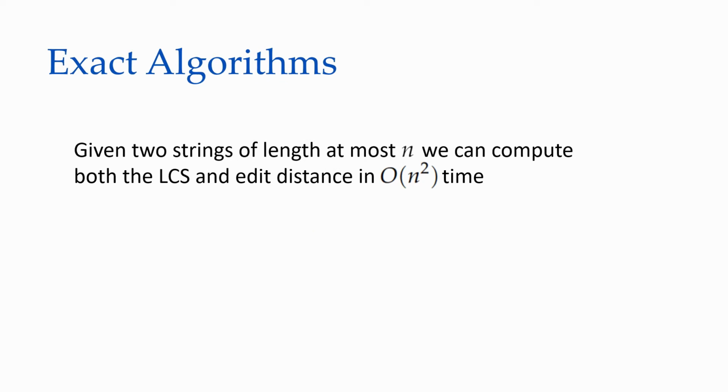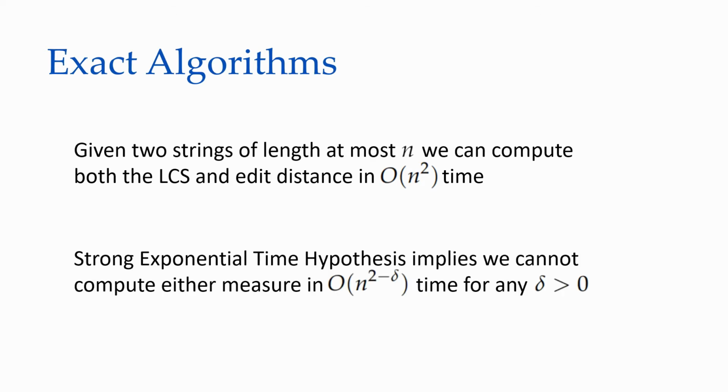Now that we have those definitions out of the way, we can go ahead and talk more concretely about these problems. Using a classic dynamic programming approach, we can compute the LCS and edit distance of two length n strings in order n squared time, so quadratic time. It turns out that assuming the strong exponential time hypothesis, which is a popular conjecture in the field of fine-grained complexity, this is essentially the best we can do, in the sense that there is no truly subquadratic time algorithm for computing the LCS or edit distance.